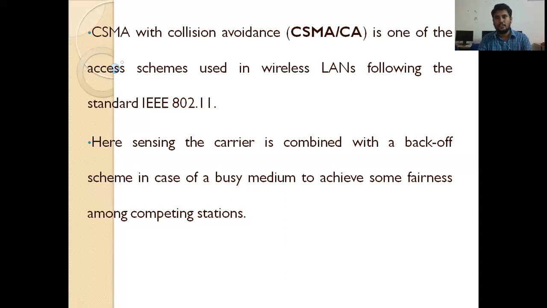There is a huge difference between CSMA/CD and CSMA/CA. CSMA/CD is collision detection, and CSMA/CA is collision avoidance. Collision detection is possible in wired communication but not in wireless communication. Collision avoidance is the main scheme used in wireless LANs following the IEEE 802.11 standard. Here, carrier sensing is combined with a back-off scheme in case of a busy medium, to achieve some fairness among competing stations.